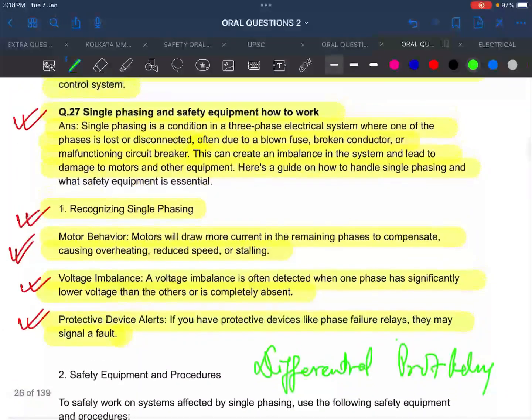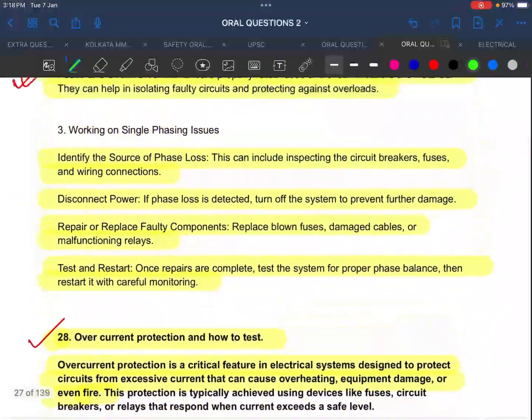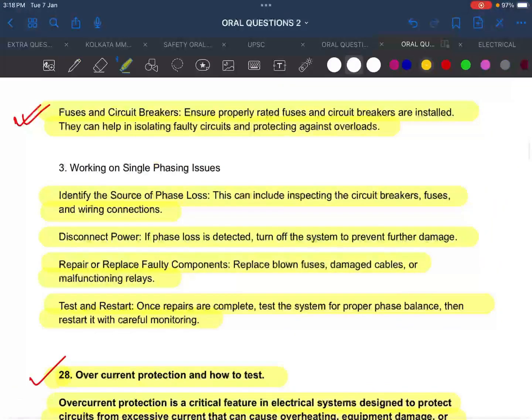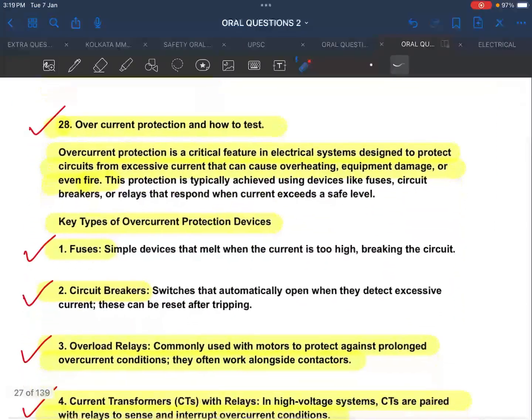What is the question here? Single phasing safety equipment, how it works. I already explained everything, so better you can read this also if you want, but no need, I think. Identify the source of phase loss. It means how you work with single phasing. Here they explain: first you have to disconnect the power, check the fuses and everything, and replace the faulty component if you find anything. So these are the things.